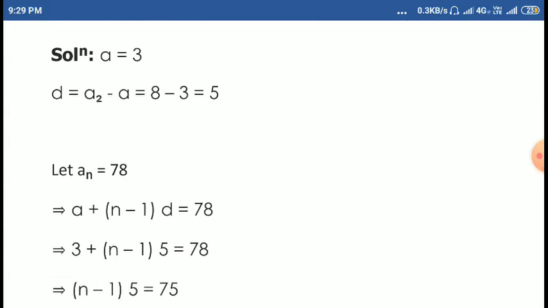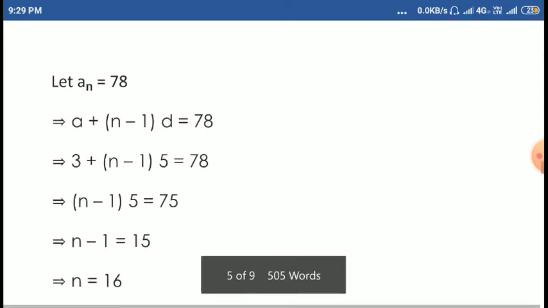Here a is equal to 3. The first term is given as 3. Since this is an AP, we can find the common difference by subtracting the first term from the second term. So d equals a2 minus a. Here a2 is 8 and a is 3, so 8 minus 3 equals 5. In this way you can find the common difference.